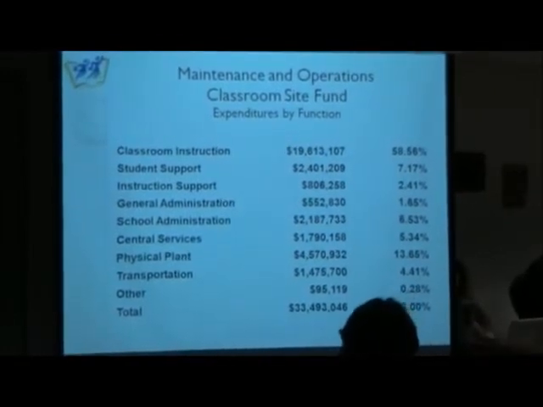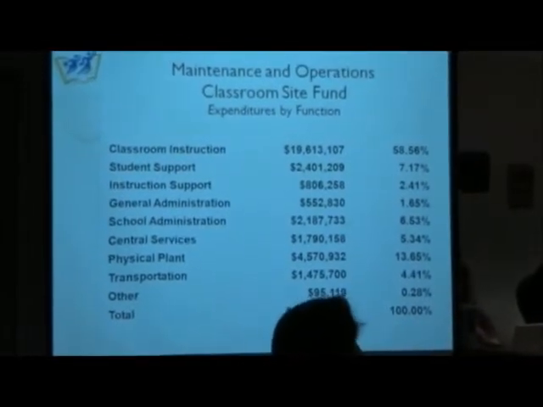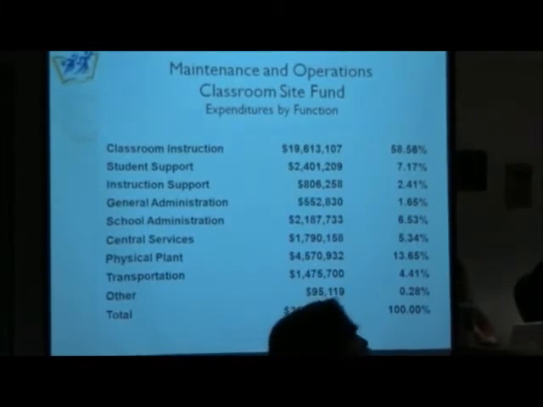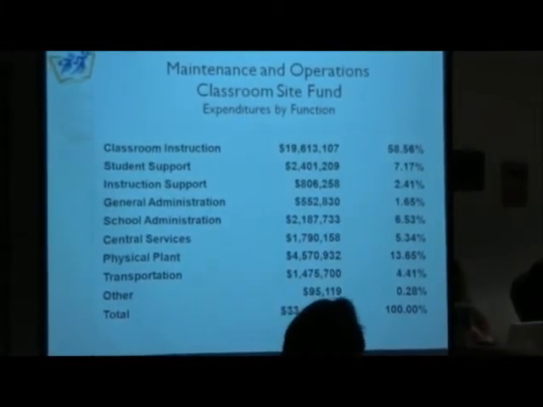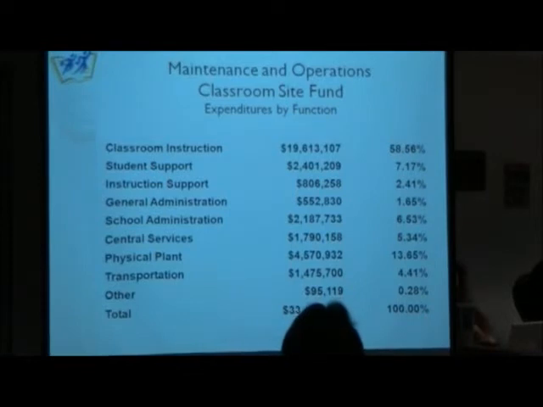Classroom instruction, that's 58.5%, is down a little bit, and the main reason for that is that EduJobs monies picked up some of our classroom teacher expense this year.